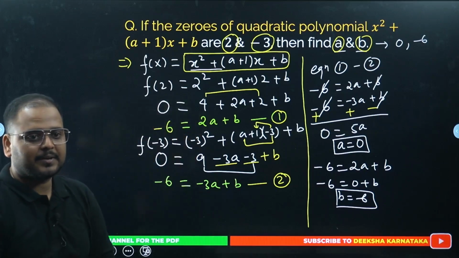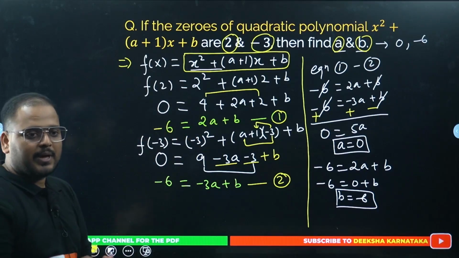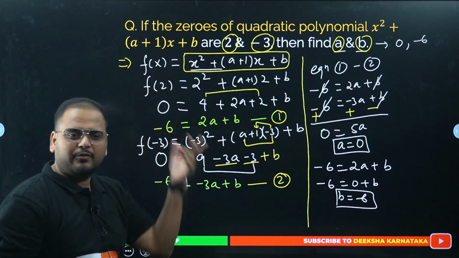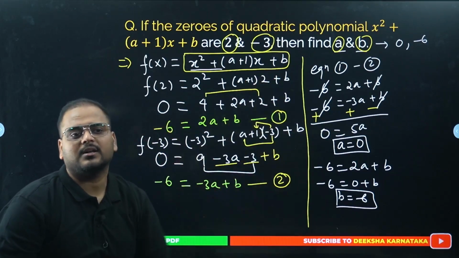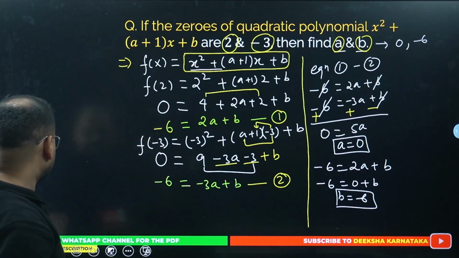Clear? Okay? Nothing much what we did. We used the zeros, got the two linear equations. We solved them to get the answer. Let's move on.